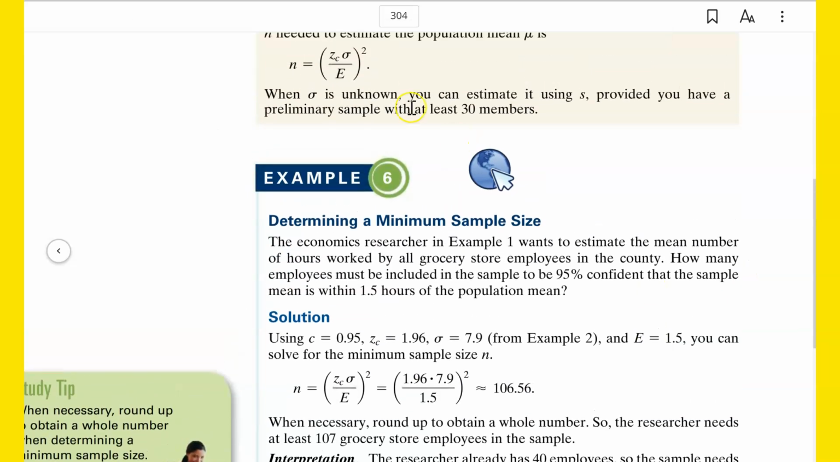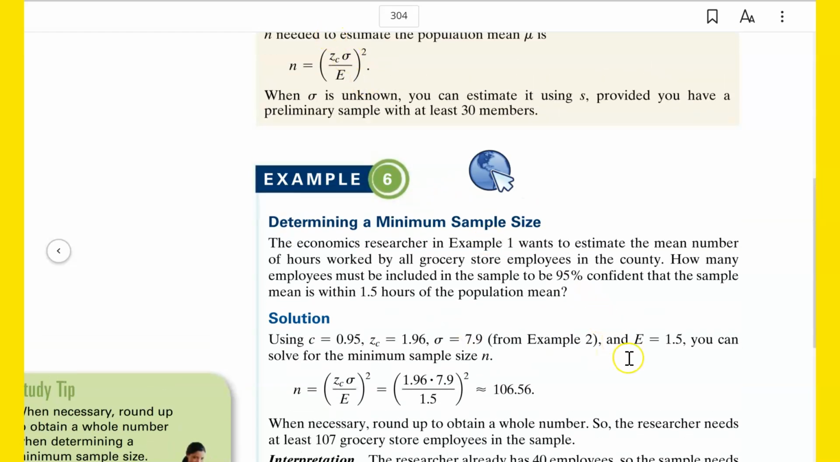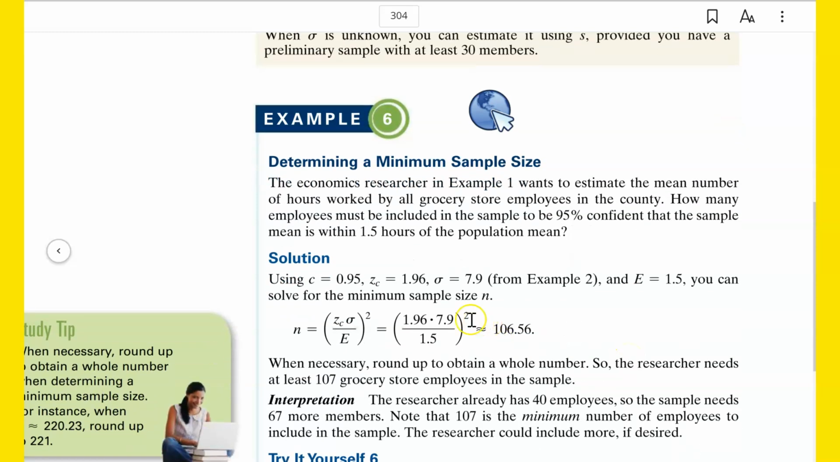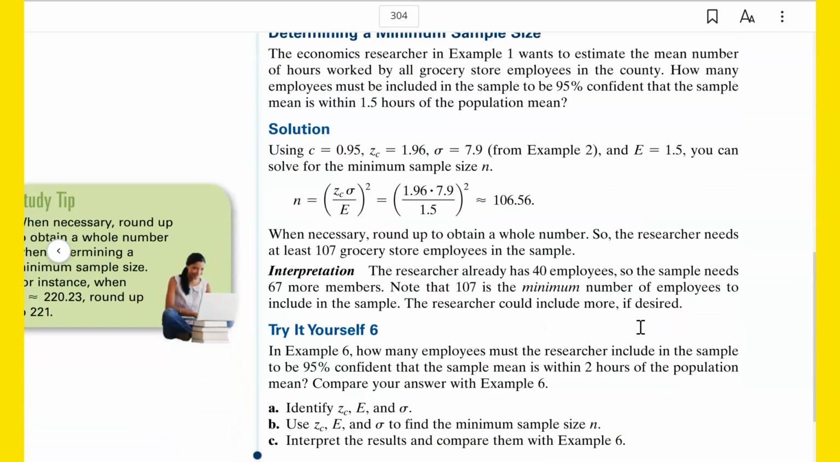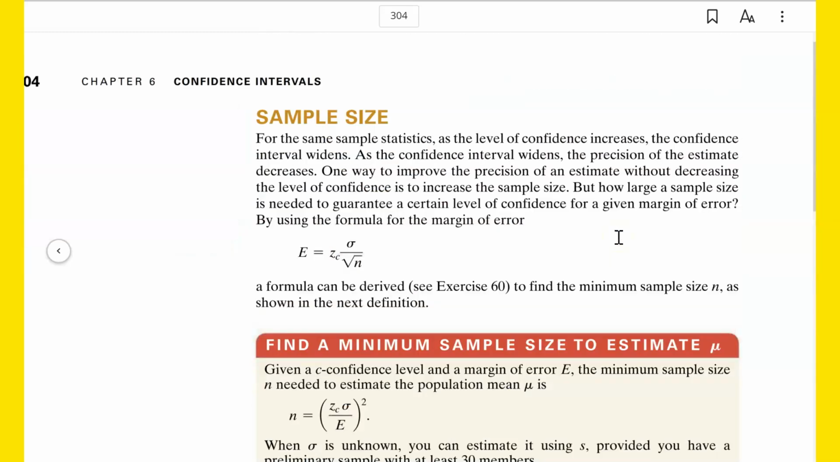And the sigma is something that they gave us earlier, which was 7.9. And then we just plug it in that formula and we can get the sample size that we need, which is in this case 106.56. So we need at least 107 subjects in our sample. We can get more than that, but we need at least 107 to have that kind of confidence and margin of error. And that is the end of section 6.1. Good luck on that assignment. I'll see you again in 6.2.